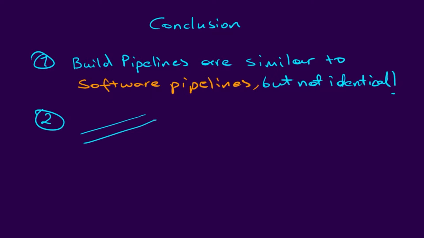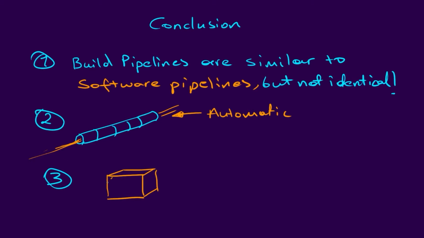2. Build pipelines' internal building process should be automatic, but they aren't defined or limited to being triggered automatically. As long as they are internally automatically executing the build process, the build pipeline definition still stands. 3. Build pipelines require for an artifact to be published for the next steps in the software development lifecycle, while software pipelines do not.